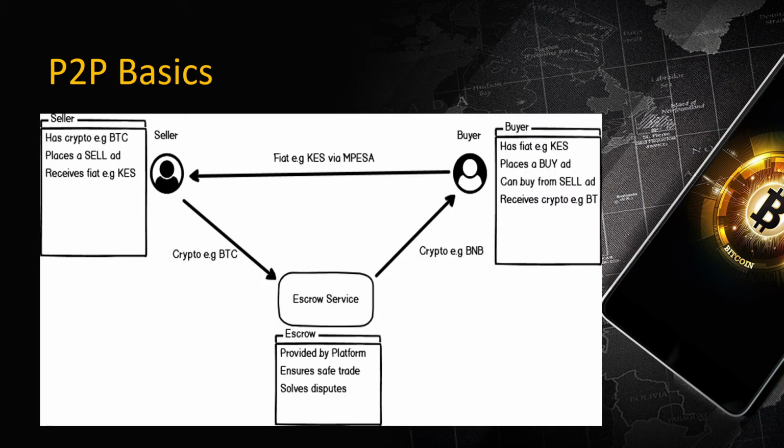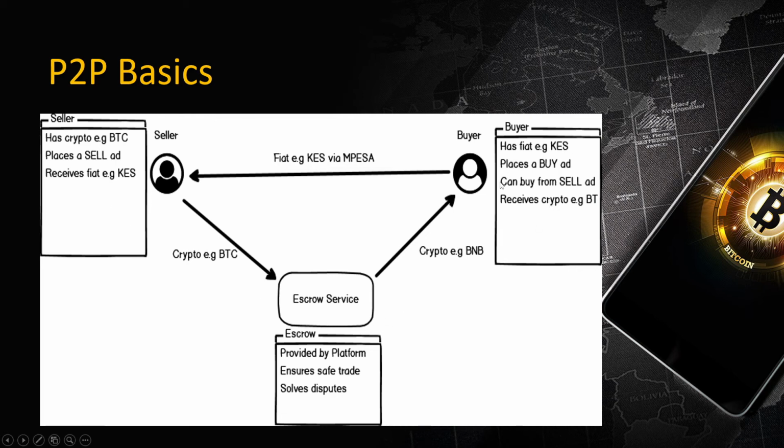So in a P2P trade, as I said before, there are three parties involved. We have the seller, we have the buyer, and escrow. So the seller is the person who has the crypto. For example, they have Bitcoin. So they place a sell ad. This is a sell advertisement. And they receive payment in fiat, or let's say the local money, such as Kenya shillings.